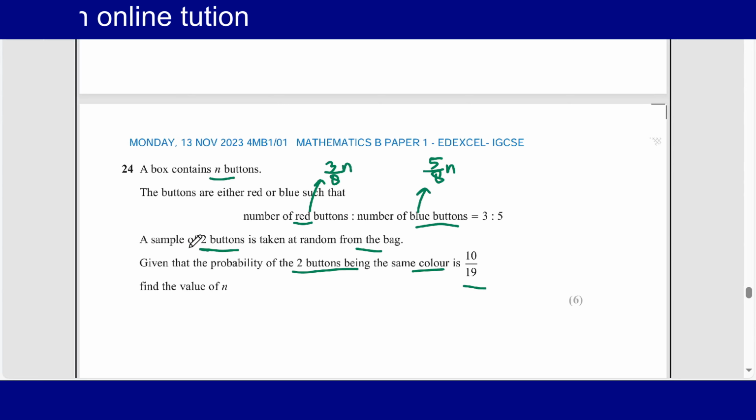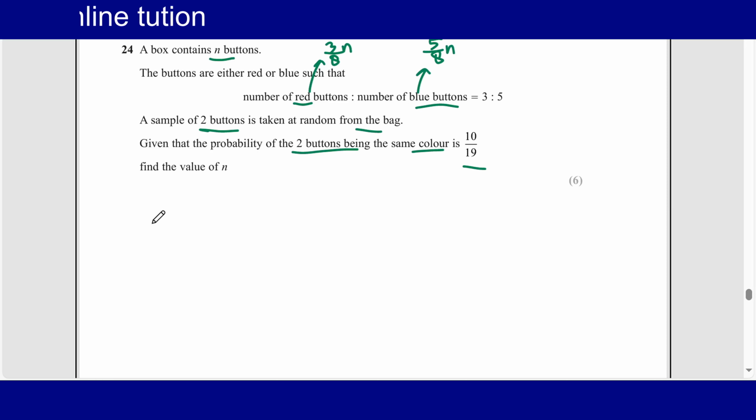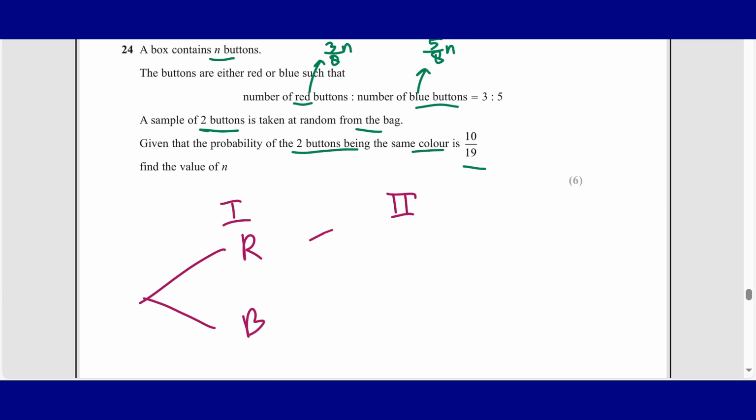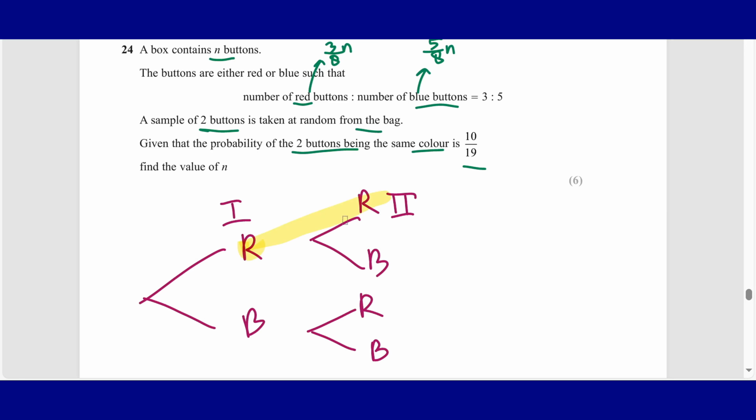So if we draw the probability tree for the first withdrawal and second withdrawal, because there are 2 buttons, the first can be red or blue and the second can be red or blue as well. Now the same color will be red first and second, or blue and blue here. So let's count the probability of them.